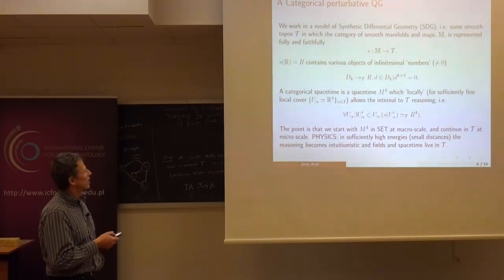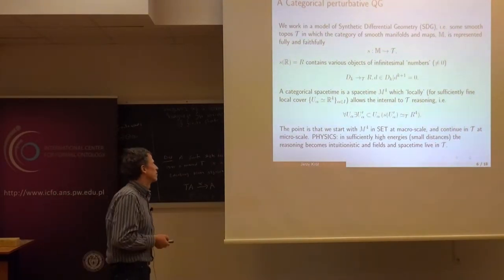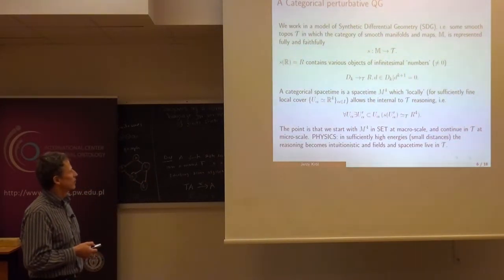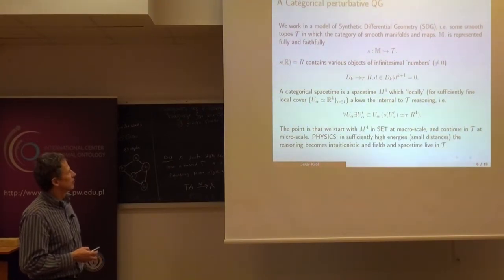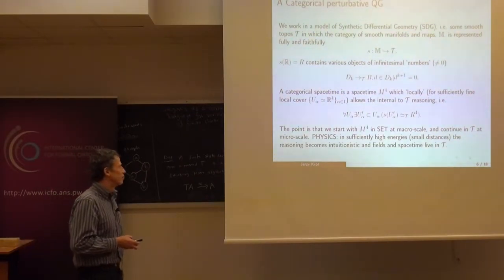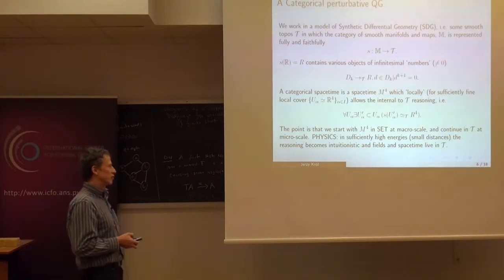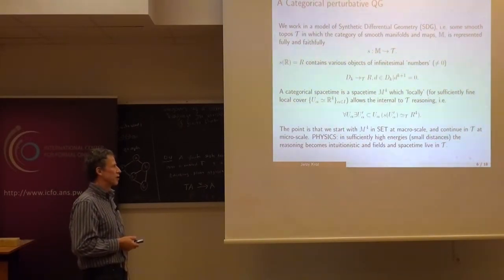I said wrong that we start not from the space-time embedded in T, we start with space-time which is in set. Then we require that for any cover we get subcover that at some sufficiently small level we get neighborhoods which are isomorphic to the internal objects in the topos. So we start from set, then we continue in internal means of the topos T at, we say, macro scale, which physically means that in sufficiently high energies or small distances we get reasoning which becomes intuitionistic, or fields are propagating in the topos T.